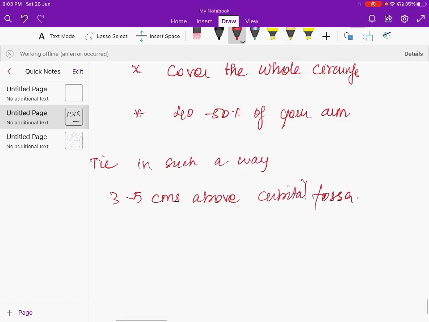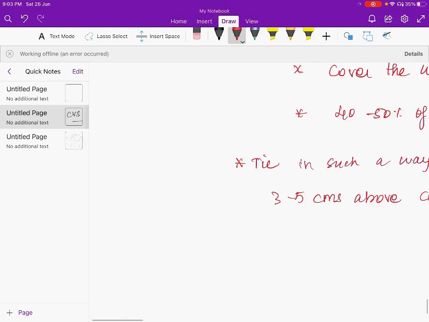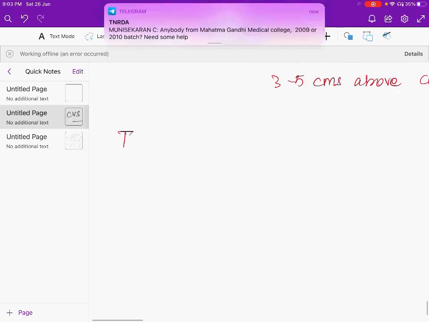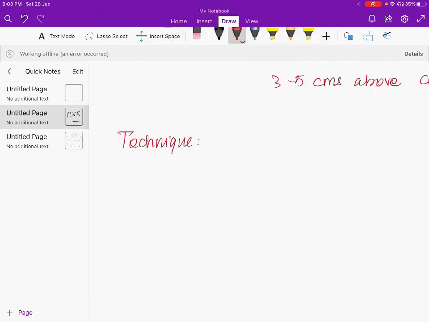So after tying the cuff, that is the technique. First, palpatory method and auscultatory method. First, the cuff is tied. We feel your radial pulse, and inflate the cuff slowly. At one point your radial pulse will disappear.